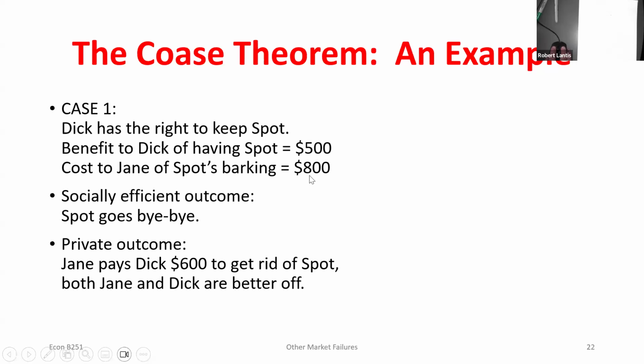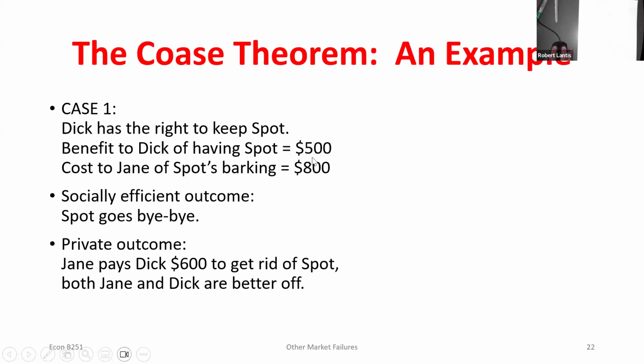And notice, what would the total benefit to this society be if the dog stays? Well, benefit of $500, cost of $800, negative $300. What's the gain if the dog goes? My benefits go down by $500, my costs go down by $800, so a benefit of $300. So the efficient point for society would be that the dog leaves, and if we allow these two individuals to bargain, even if Dick has the right to the final decision on whether the dog stays or goes, we would see that the dog leaves, right?